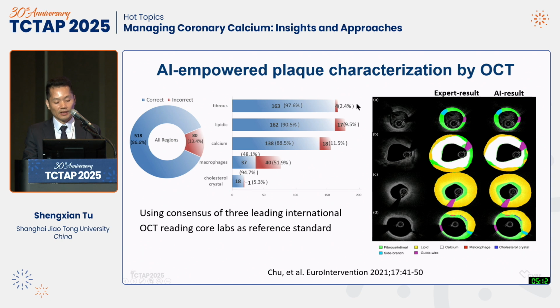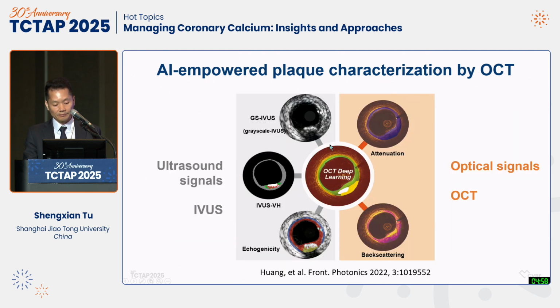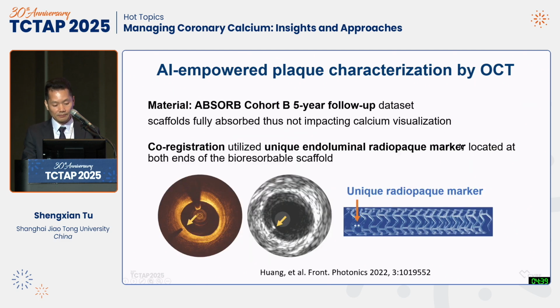This is the first study using the consensus of 3 leading international core lab readings as a reference standard. As you can see, for calcium, the concordance with this core lab reference standard is 88.5%. And we further validated in multimodality. So in this data set, we have both IVUS and OCT, and we also have virtual histology from IVUS, echogenicity, and from OCT, we calculate the attenuation and the backscattering. So we want to see how each imaging modality identifies the calcium.